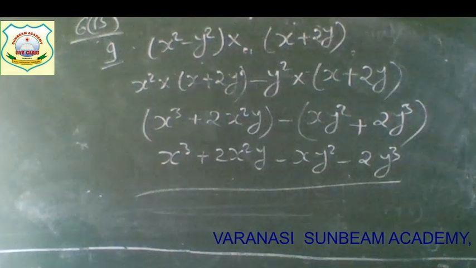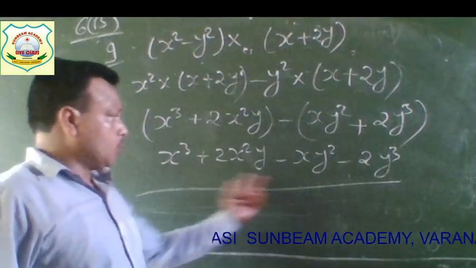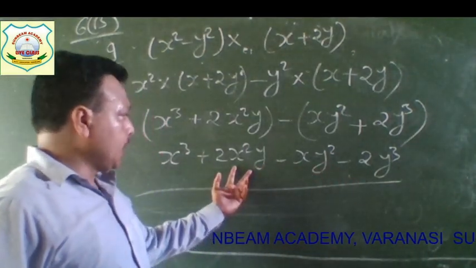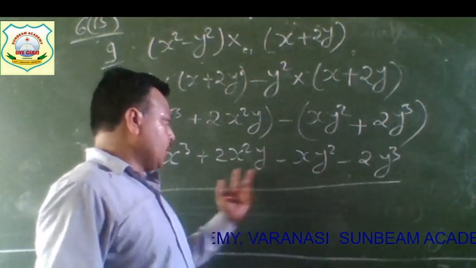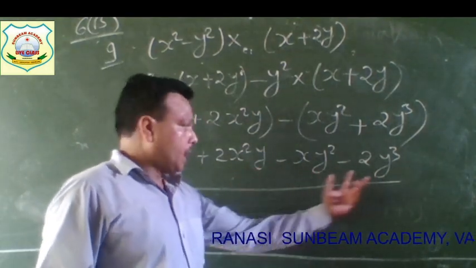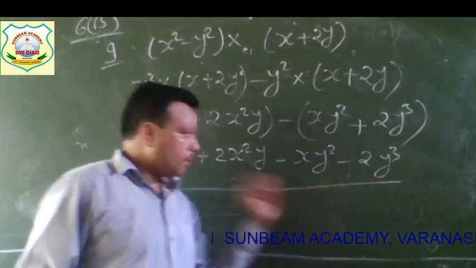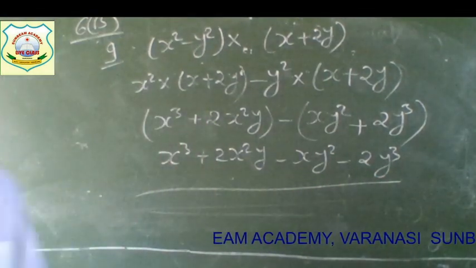It will be your answer because there are no like terms. x cube, no like terms here. x square y, this one is xy square. So we cannot subtract them. Okay, and there are no like terms here. So it will be your answer. So students, just note it down first of all.